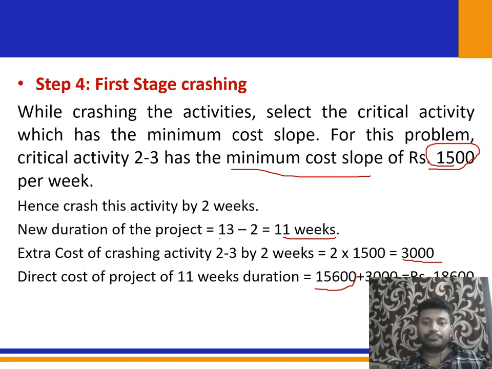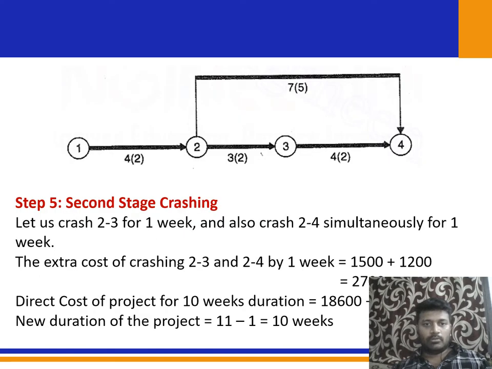Okay, so after finding out the total cost, you have to update the diagram, that is the time scale network. When you update the diagram, the project duration becomes like this: your 2 and 3 activity becomes from 5 to 3.